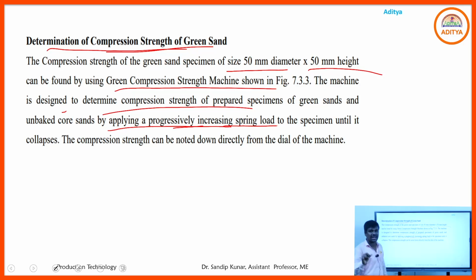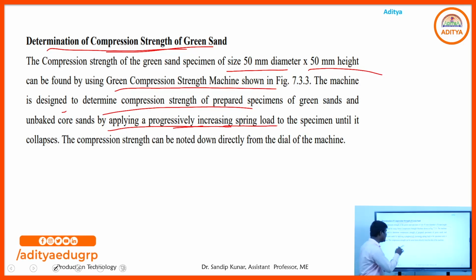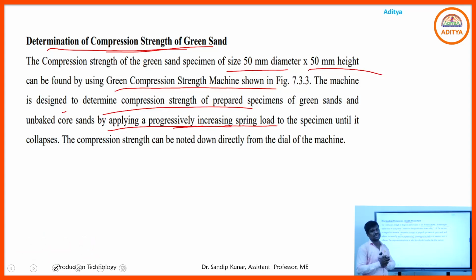After the collapsing or cracking of that material, we note down from the dial of the machine what the compressive strength is. Before collapsing, we keep the standard specimen in place. Then we provide the load. After providing the load, the specimen will collapse or a crack will happen, and after cracking we read the scale on the dial. We note that down, and that is the final compressive strength of that green sand.